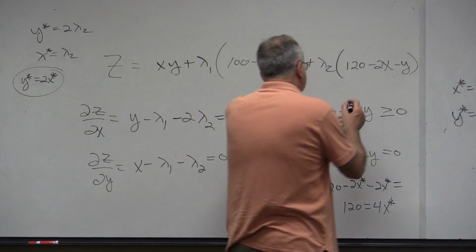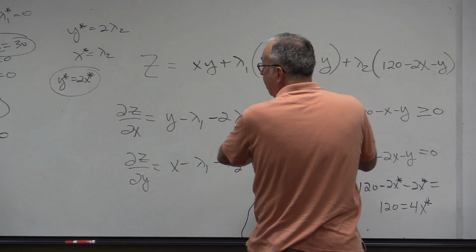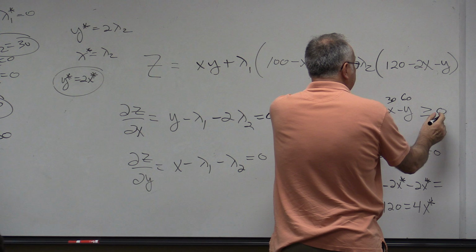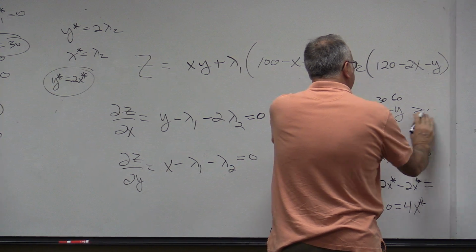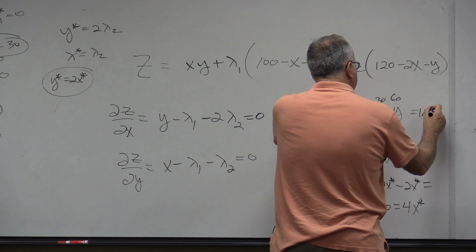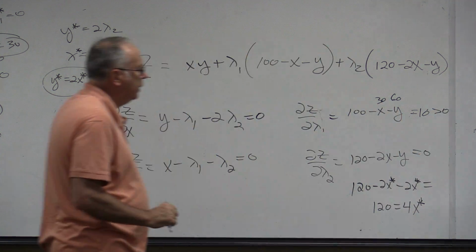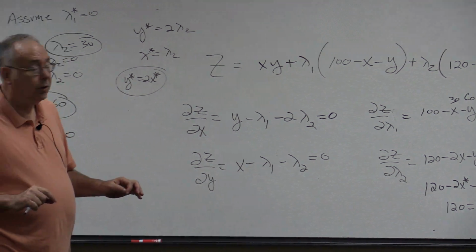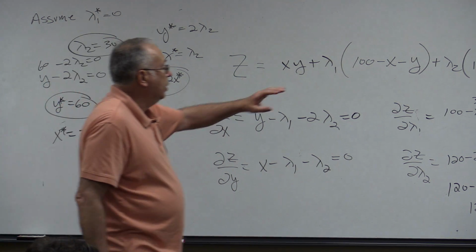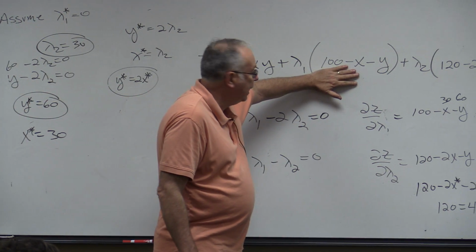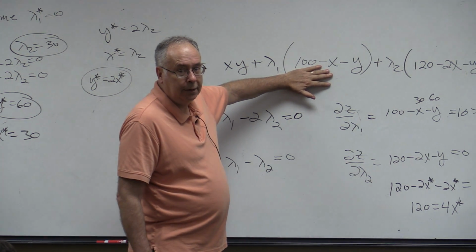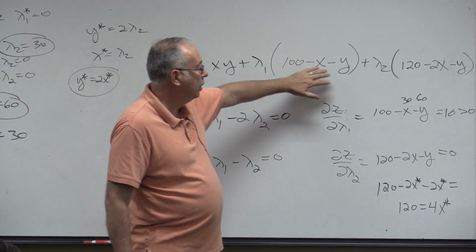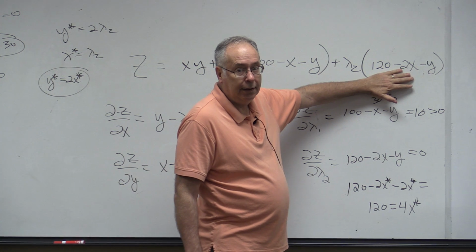But this constraint, if x is 30 and y is 60, is equal to 10, which is greater than 0. So that's okay. So in this case, you don't use all your income. You only use $90 worth of your income. Okay, your income is 100, but you only spend $90. Your coupon constraint is exactly binding.